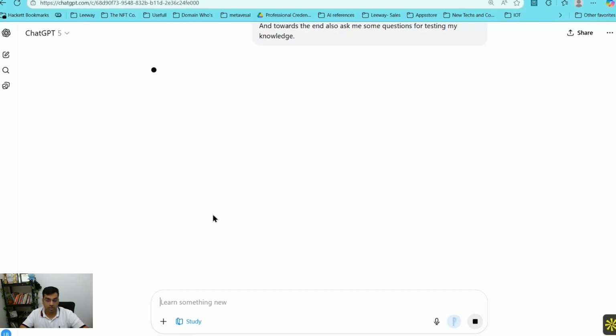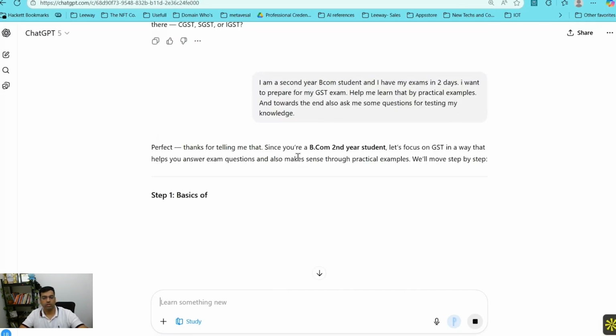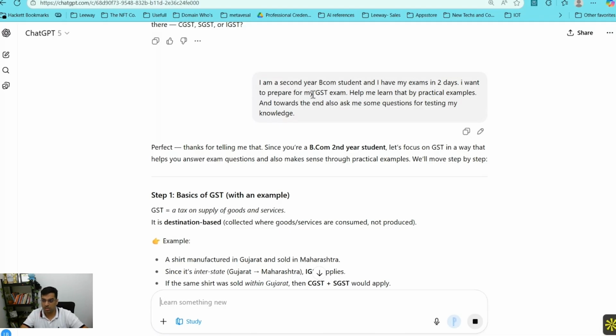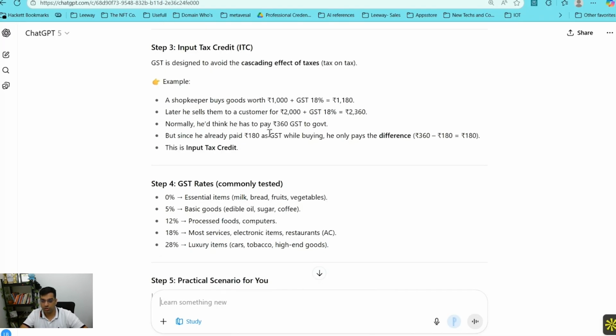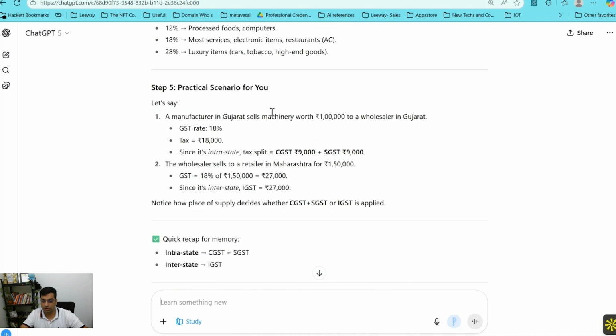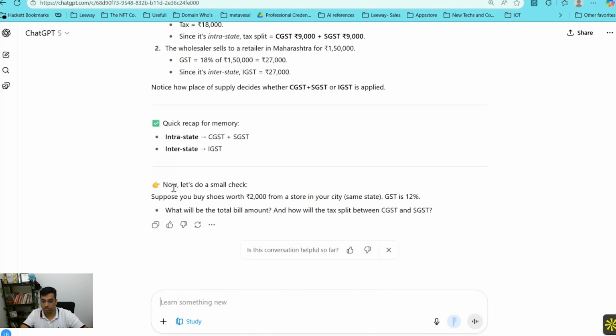Now I have given it my level, which is, let's say, an assumption of second year. I also want it to be aware that I have exams in 2 days, and I want practical scenarios. Now let's do a small check: suppose you buy shoes from a store with GST at 12%. I will say I am not sure, please explain.